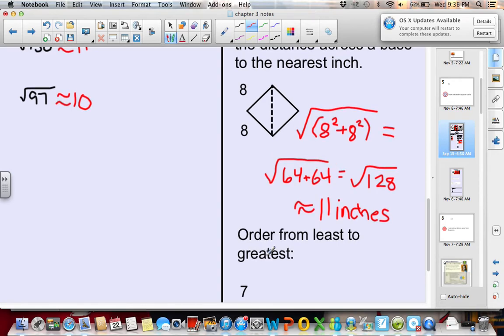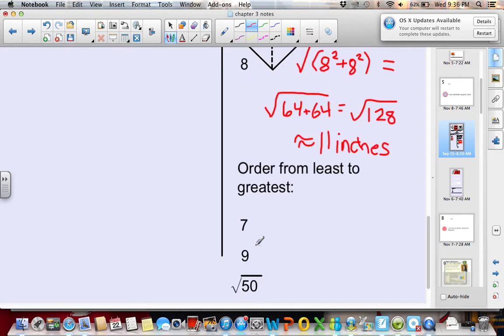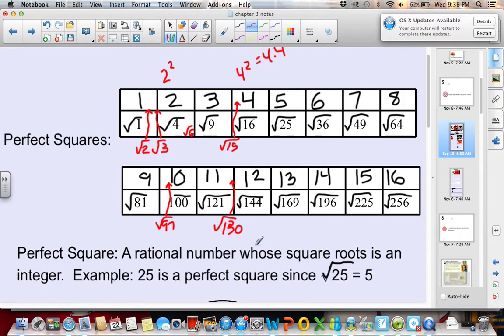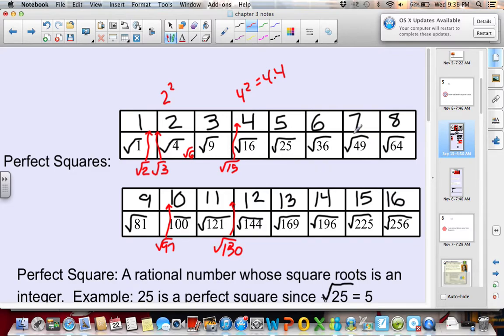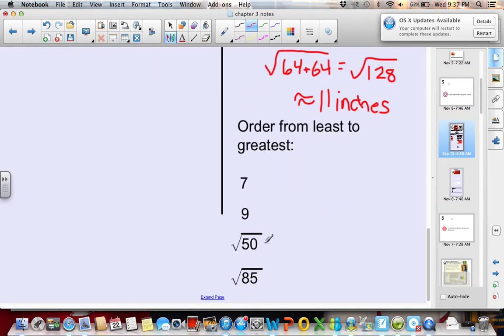Next, order from least to greatest. So we have 7, 9, square root of 50, and square root of 85. I already know that we have 7 and we have 9. So I know that the square root of 50, if I look back up here, is just after the square root of 49. So that means it's going to be 7 point something. Since it's really close, I'm going to say it's approximately 7.1.